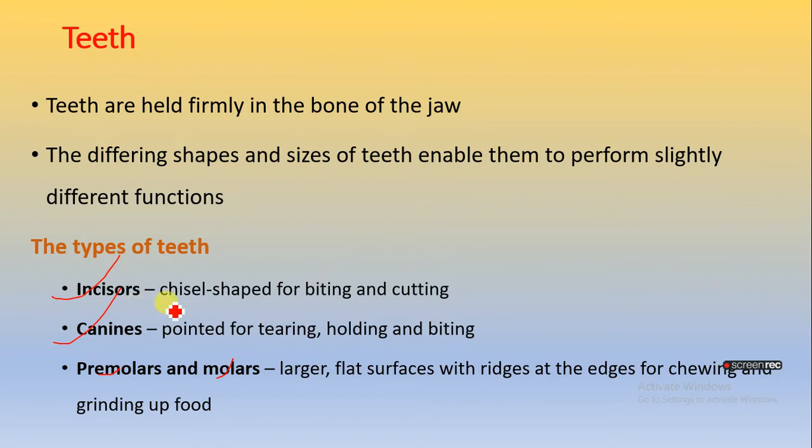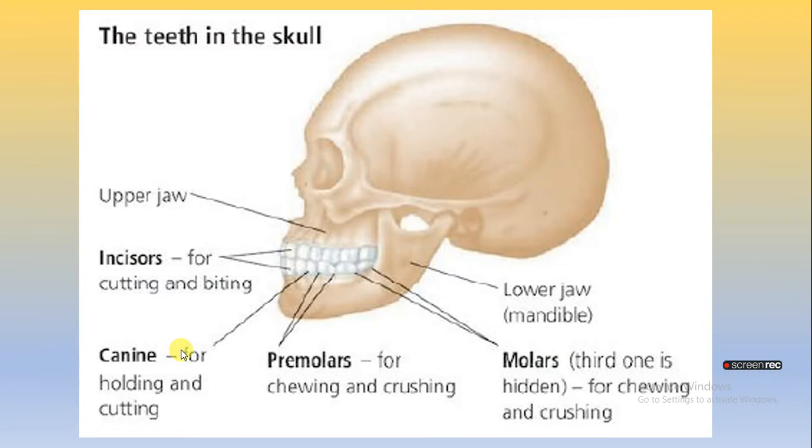Now, the incisors are usually chisel shaped for biting and cutting of food, and the canines are usually pointed for tearing, holding, and biting of food. And you have your premolars and molars, which have larger flat surfaces, usually used for chewing and grinding of food to increase their surface area and break it down to smaller pieces without changing their chemical content.